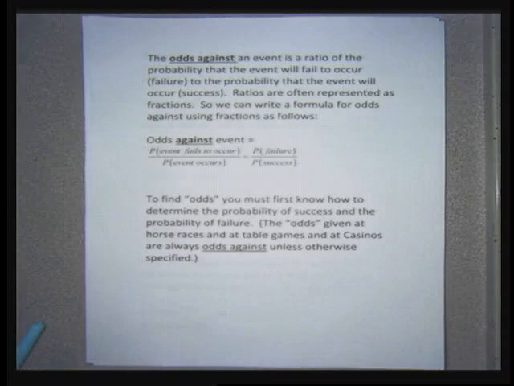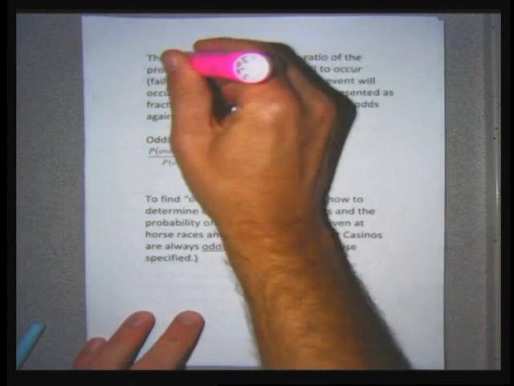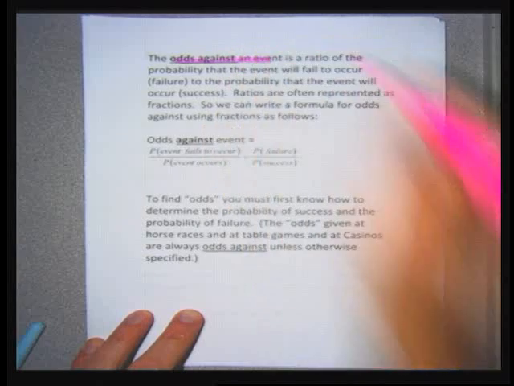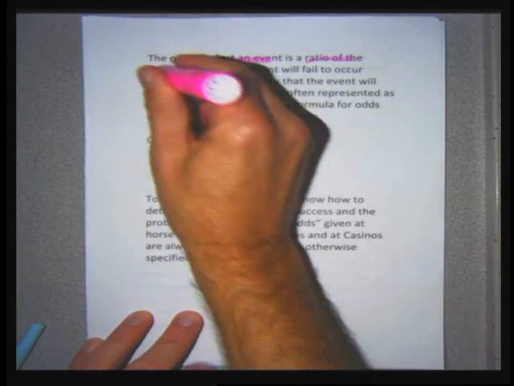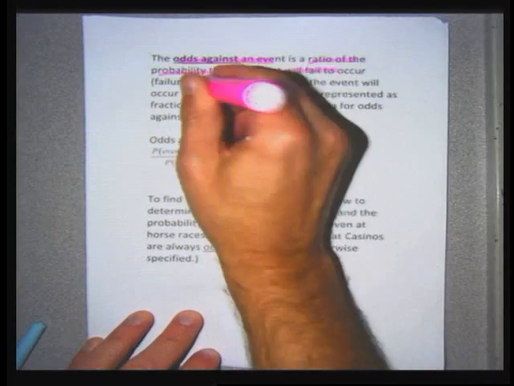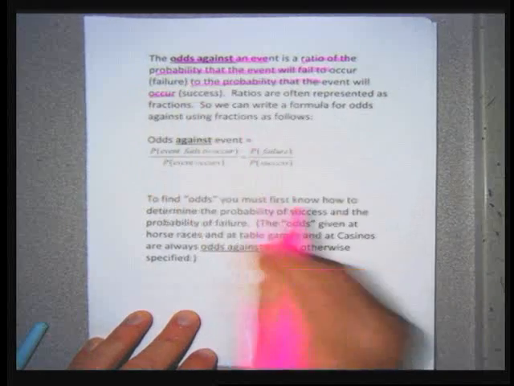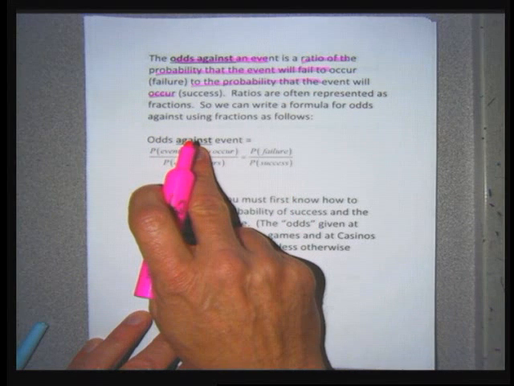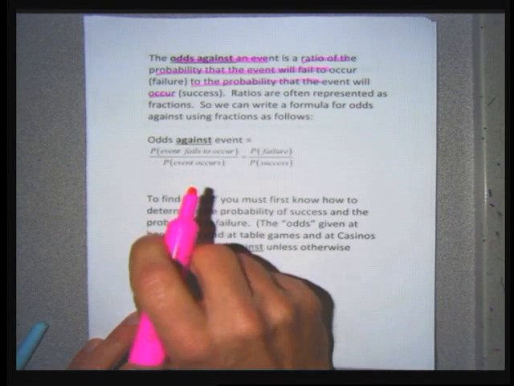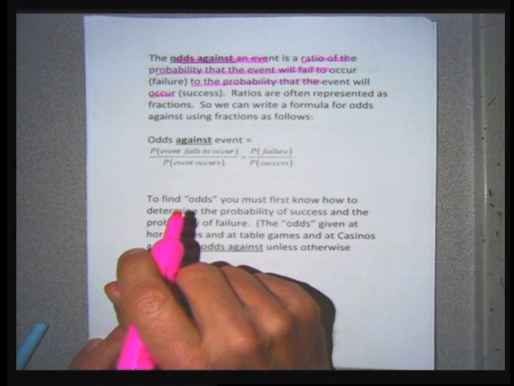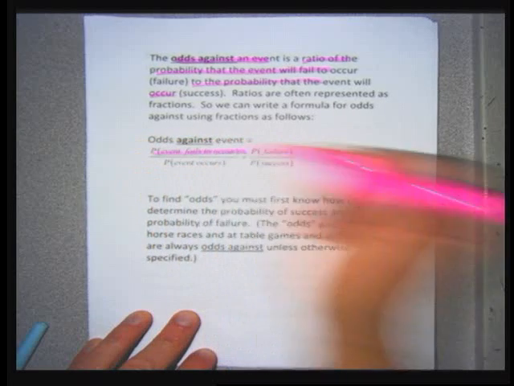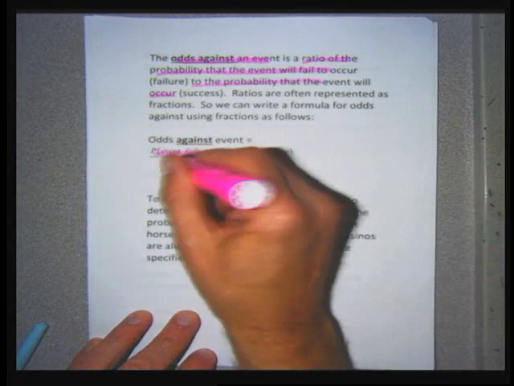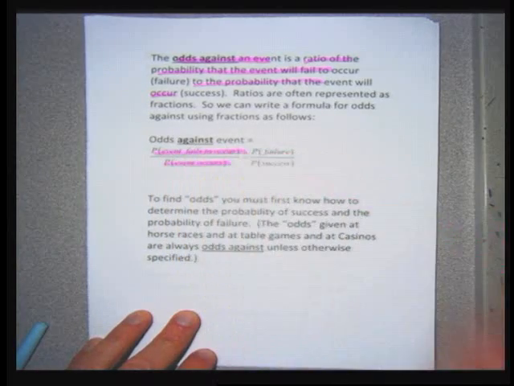So technically, the odds against an event, which are the more common odds, is a fraction or a ratio that compares the probability that the event does not occur to the probability that the event does occur. And so the odds against an event can be computed by computing two probabilities and dividing them. The probability that's going to go in the numerator is the probability that the event does not occur. The probability that goes in the denominator is the probability that the event does occur.